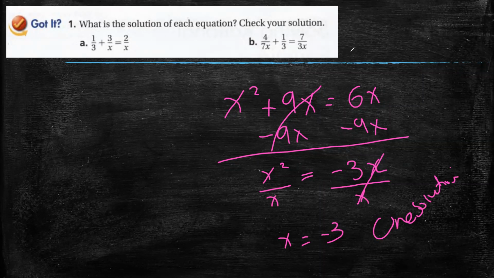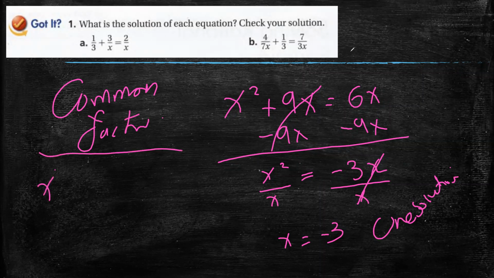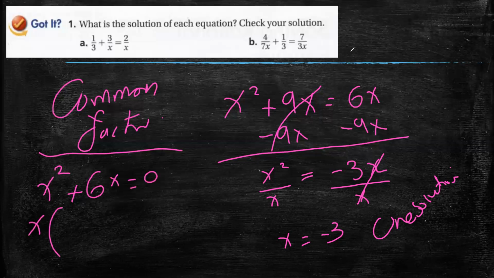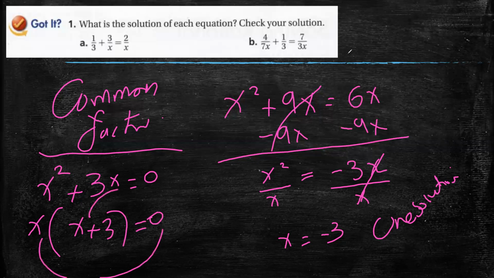To get rid of this mistake, you have to use the common factor. Here, you will say that x squared plus 3x is 0. So let's take x as a common factor. Oh, not plus 6, plus 3, sorry. So that means x could be 0, and x plus 3 could be 0. So here we have two solutions. Done? Okay, done.